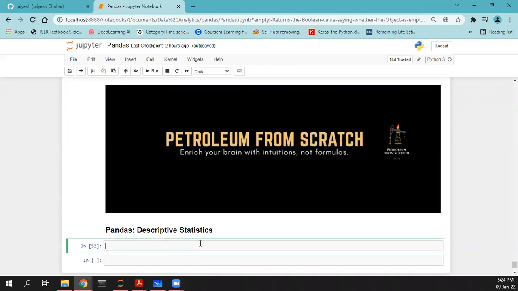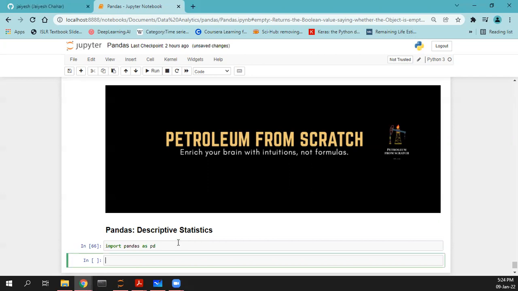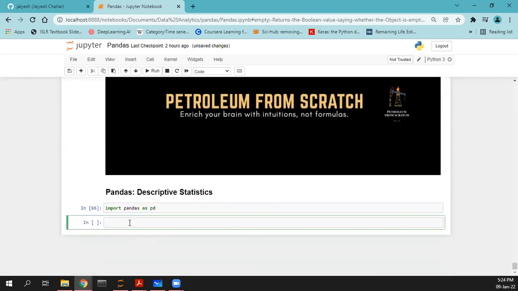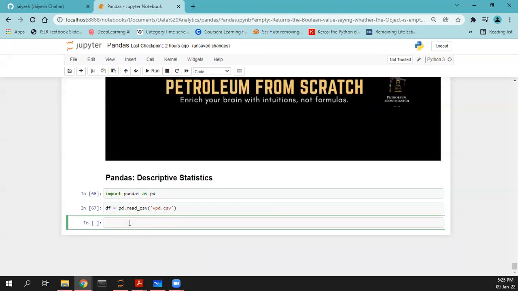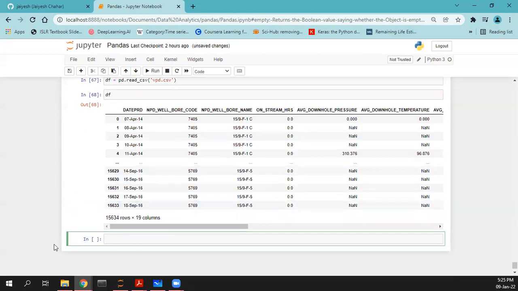So first of all, our first step will be importing pandas as pd, and after that we are going to use the same data frame that we have been using till now. If you want to know about the VPD, this Volve production data, I will recommend you to search on the internet so that you can get some idea. There is this website also, discovervolve.com. From that website you will get an insight about what was happening in the Volve field and how this data is related. So yeah, this is our data frame.